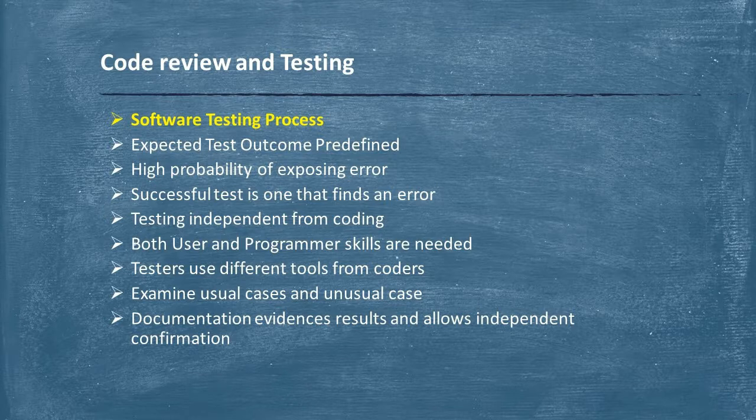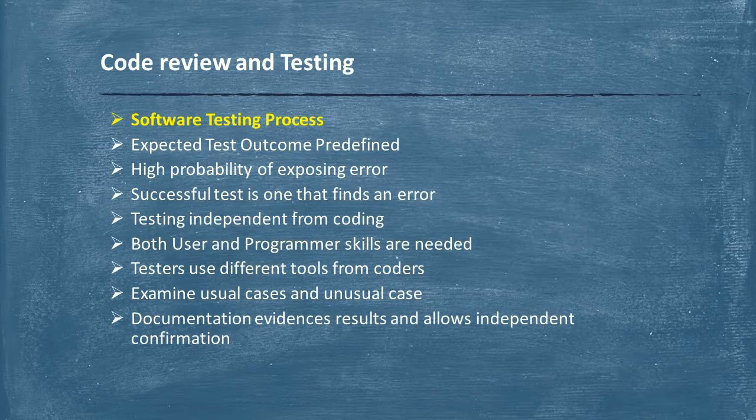Testing should be independent from coding. It should be 100% independent. A person who has coded knows how it is going to work, so if he is going to test, he will test as he has coded. That is why a tester and coder should be different, and that is how one can bring out the errors in the application. Both the user and programmer's skills are required for testing. The tester should know the coding to some extent, and he should have full knowledge of the user.